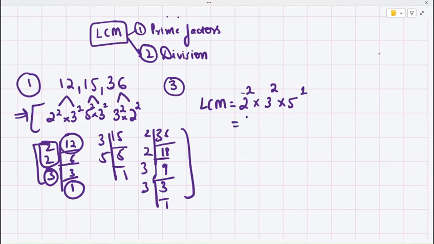So LCM for this will be 4 into 3 is 9 and then we have 5. So 20 and then 9, so it will be 180. So LCM of these particular numbers, that is 12, 15 and 36, will be equal to 180.